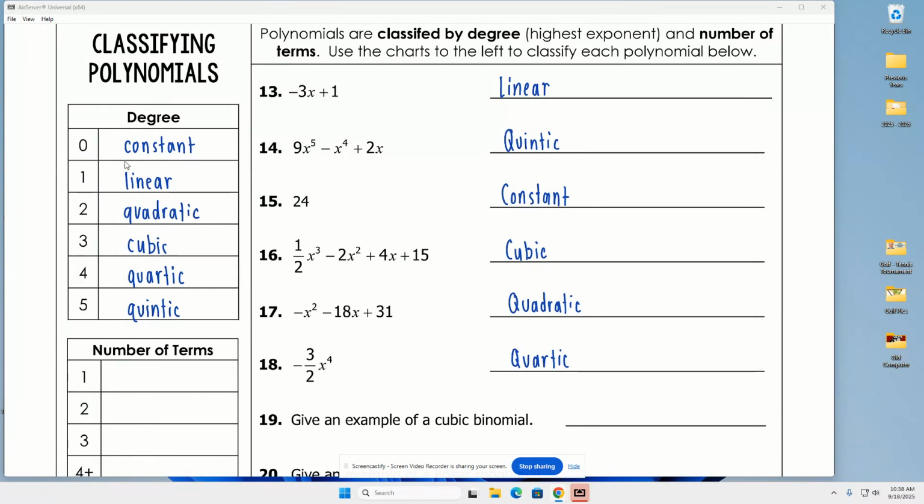So if your biggest exponent is 0, it's a constant. If your biggest exponent is x to the 1st, linear. If your biggest one is x to the 2nd, quadratic. X cubed, cubic. X to the 4th, quartic. X to the 5th, quintic.